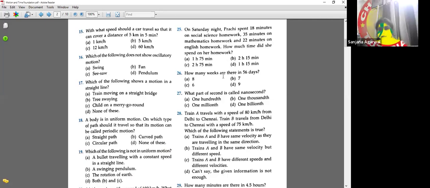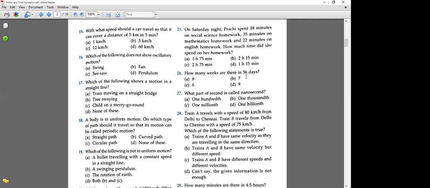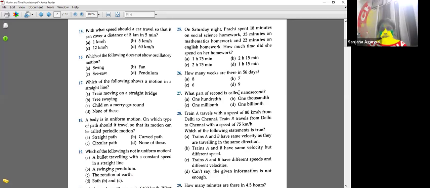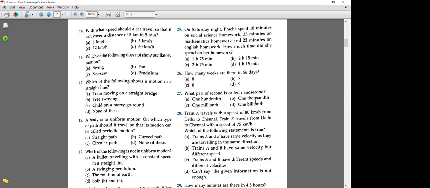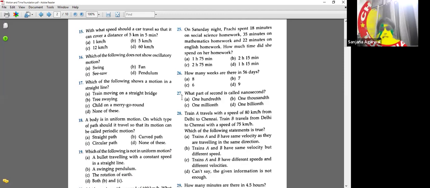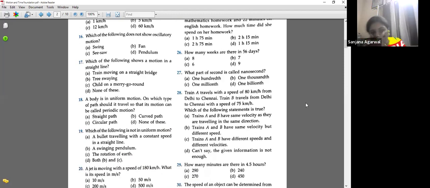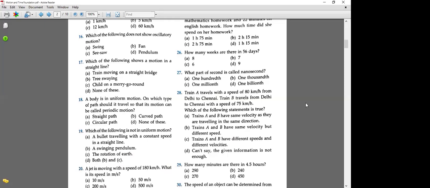How many weeks are there in 56 days? Okay. Ma'am, 27 D. What part of a second is called a nanosecond? D, you mean? Yes, ma'am, D. 1 billionth. Okay. Everybody else, what about you all? 28th. Train A travels at a speed of 50 km per hour from Delhi to Chennai. Train B travels from Delhi to Chennai with a speed of this much. Ma'am, what is the velocity? Option C. Ma'am, D.